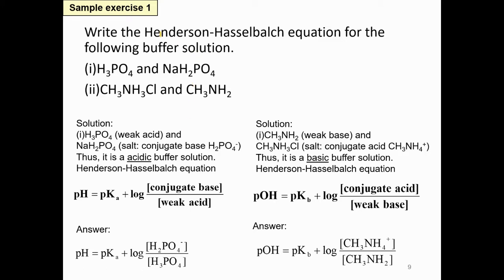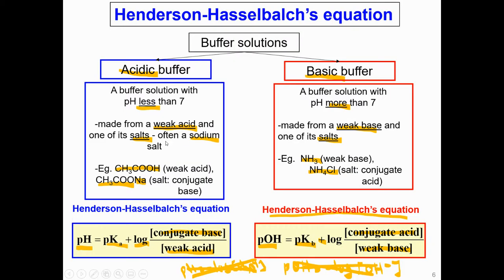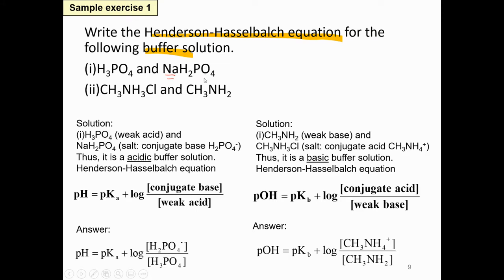Now let's look at one example. Write the Henderson-Hasselbalch equation for the following buffer solution. First of all, remember that in this slide, the salt is usually a sodium salt. So this is a sodium salt, and this is a weak acid, so the salt provides the conjugate base. For the conjugate base, we use the ion. H3PO4 is the weak acid. Thus we know it is an acidic buffer solution. So we substitute into the Henderson-Hasselbalch equation, and this is the answer that we get.